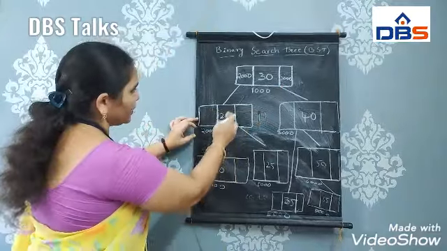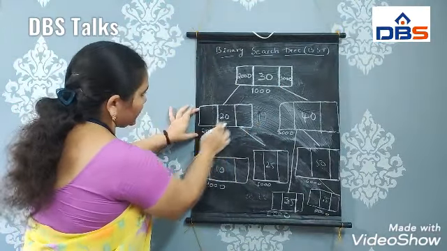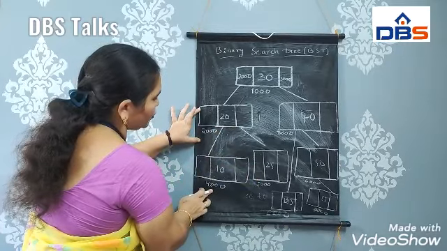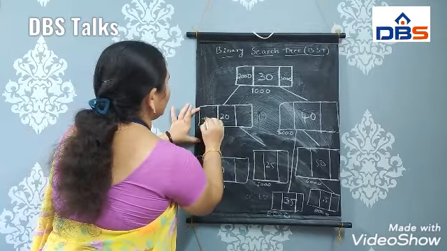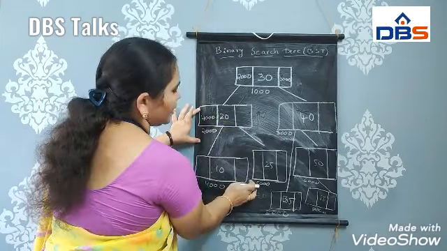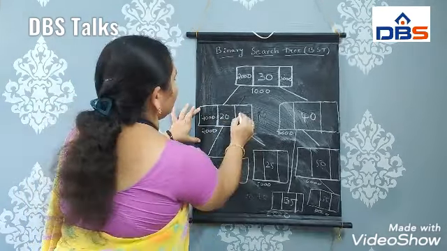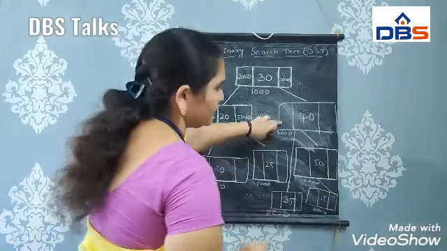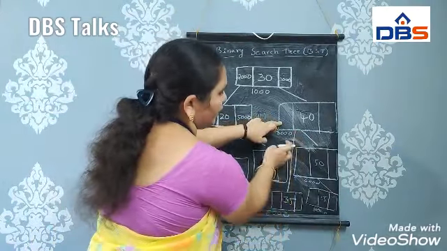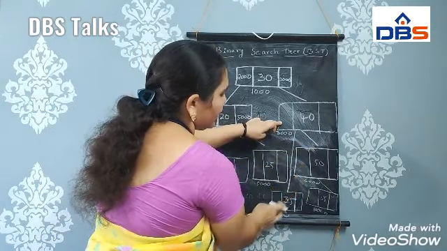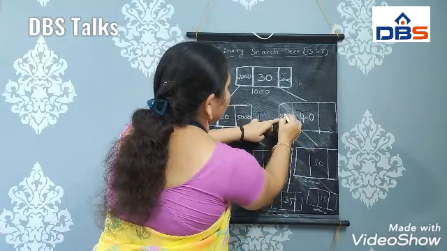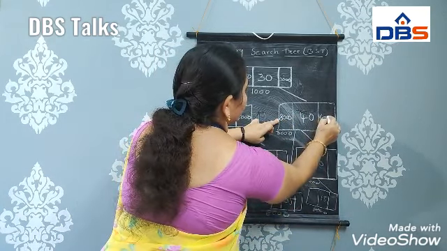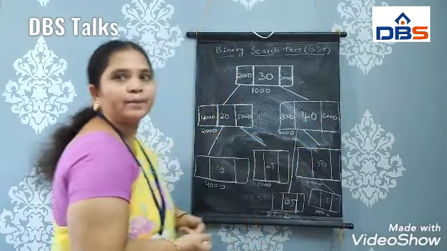According to that, come to this node. This also has a left child and a right child. So what is the address of the left child? 4000. That will be stored here. What is the address of the right child? 5000. That will be stored here. Come to this node. This also has a left child and a right child. What is the left child address? 8000. What is the right child address? 6000. That will be stored here.